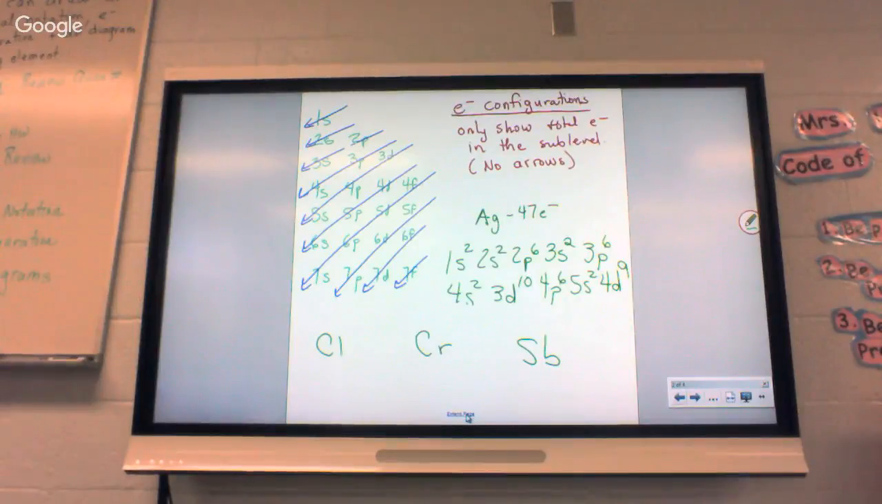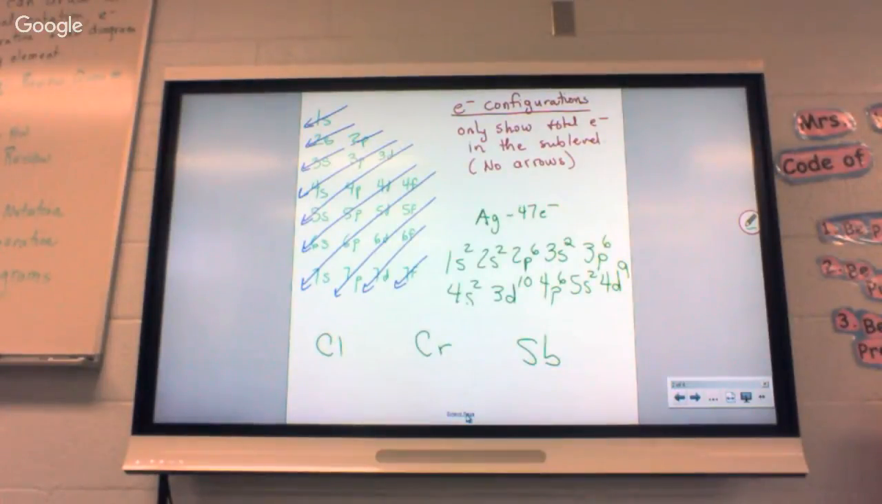Chlorine should be 1s2, 2s2, 2p6, 3s2, 3p5. Alright, chromium should be 1s2, 2s2, 2p6, 3s2, 3p6, 4s2, 3d4. Everybody got it? Alright, and Sb should be 1s2, 2s2, 2p6, 3s2, 3p6, 4s2, 3d10, 4p6, 5s2, 4d10, 5p3.